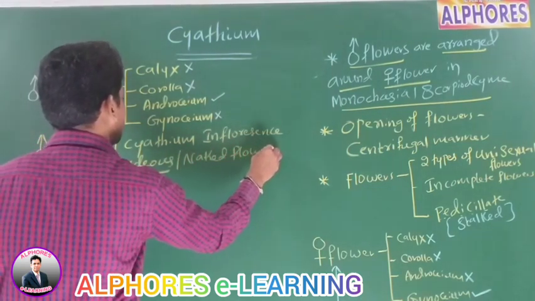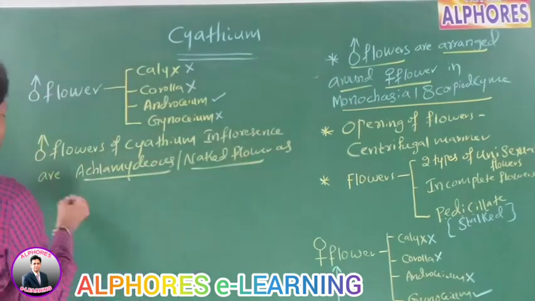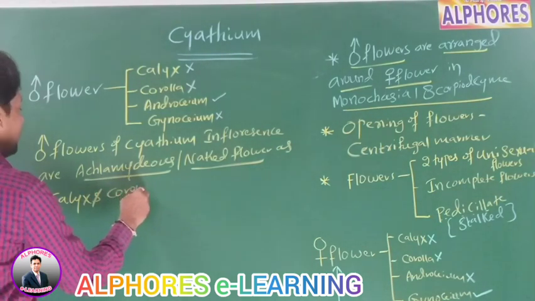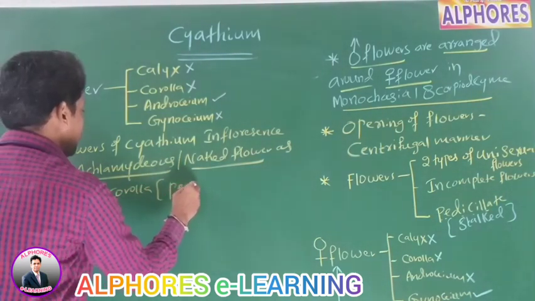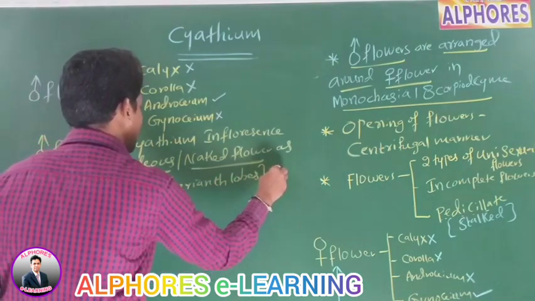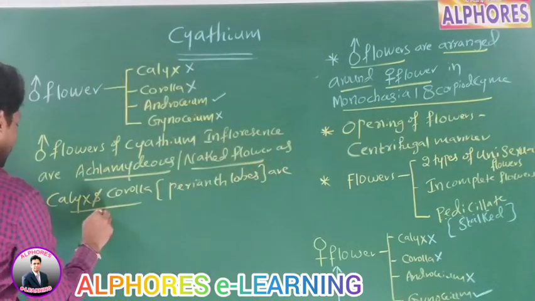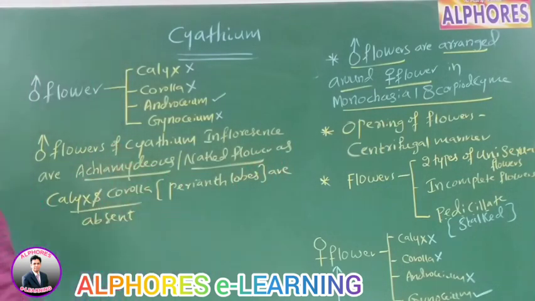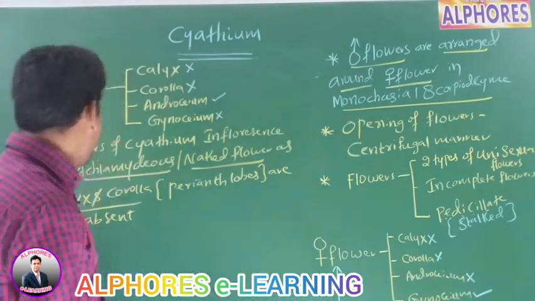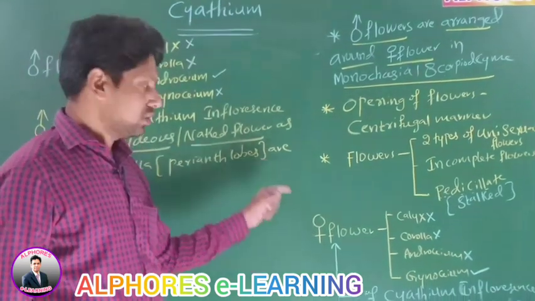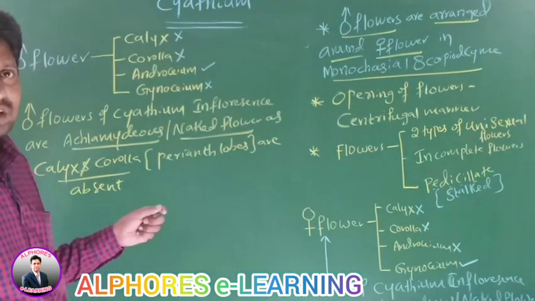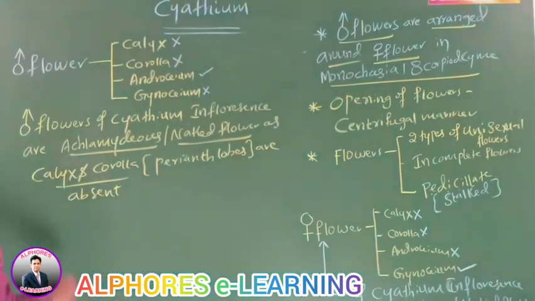Why, sir? Because the calyx and corolla, that is the perianth lobes, are absent. Therefore, see these two statements carefully. In cyathium inflorescence, male flowers and female flowers, both are achlamydous, both are naked flowers, in the case of cyathium inflorescence.